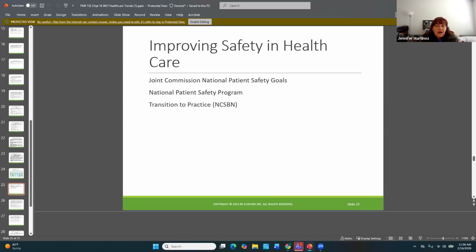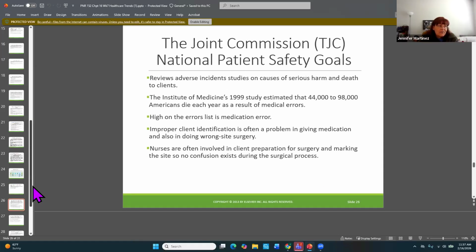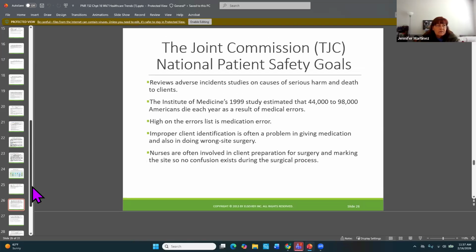Trying to think what else. We talked about the transition to practice model. Like I said, I really like that model. Talked about those.